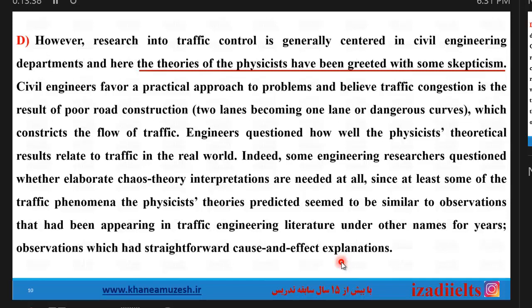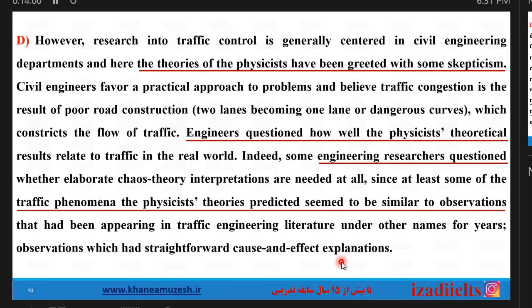Skepticism is very much similar to doubt. Yes? Engineers questioned. When you question somebody, it means you're not sure about something. There is doubt. Yes? Do you agree? There is again another question. Engineering researchers questioned again. And traffic phenomena, the physicists' theories predicted seem to be similar to their own observations. Exactly.